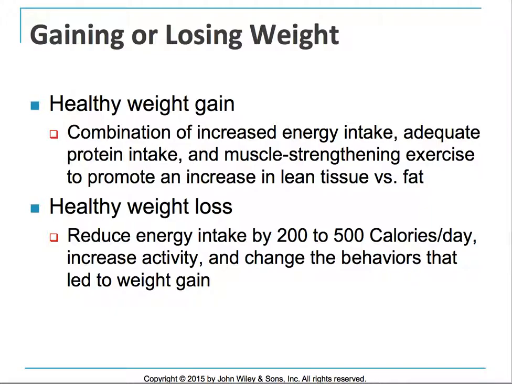If you remember back from the last chapter, losing a pound is the equivalent of a reduction of 3,500 calories. A good way to remember this is this healthy weight loss guideline of 500 calories per day times 7 days a week would equal a 3,500 calorie reduction over the course of a week and body weight reduction of a pound. Healthy weight loss also includes an increase in physical activity and changing the behaviors that led to weight gain in the first place.